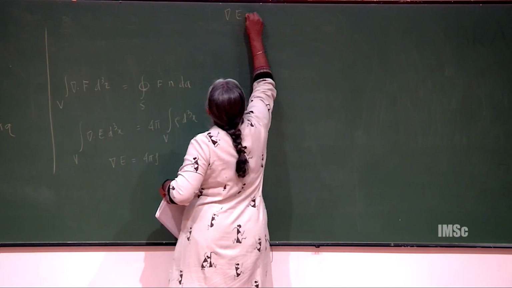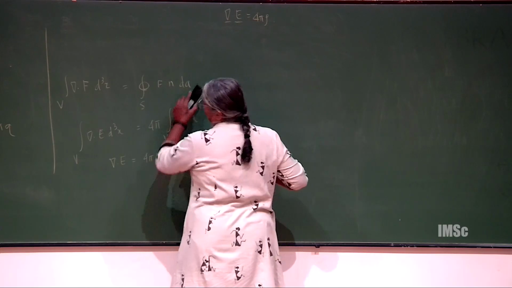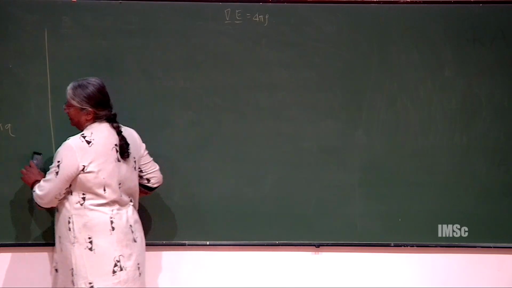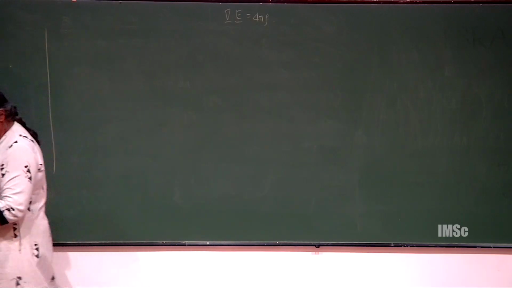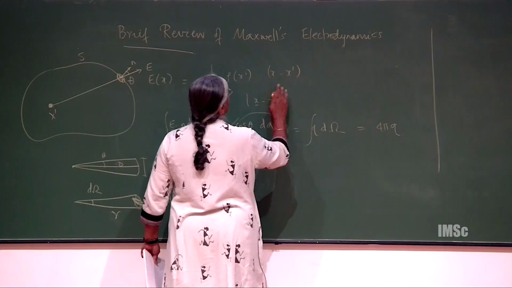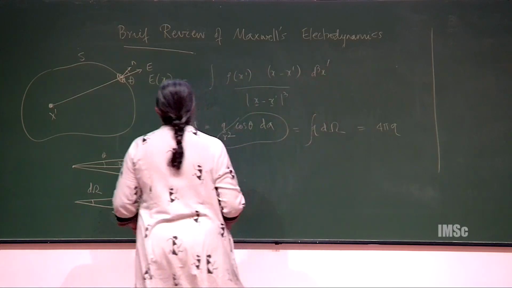Del dot E is equal, so okay, so then what do we do? Shouldn't have rubbed off this equation. Let me just keep it. Always, it's nice to write equations where you can see, right?